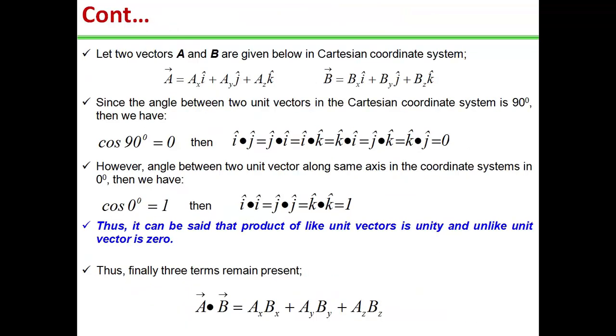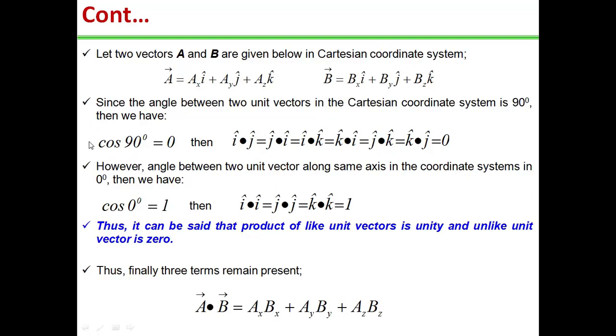Now let's take two vectors A and B in the Cartesian coordinate system, where vector A is given as ax i cap plus ay j cap plus az k cap, and vector B is given as bx i cap plus by j cap plus bz k cap. Taking some special cases, that is theta equal to 90 degrees and theta equal to 0 degrees. Suppose two vectors are at 90 degrees to each other, then the dot product will be 0 as cos 90 is 0. So a dot b is equal to ab cos theta, and ab cos 90 is equal to 0.